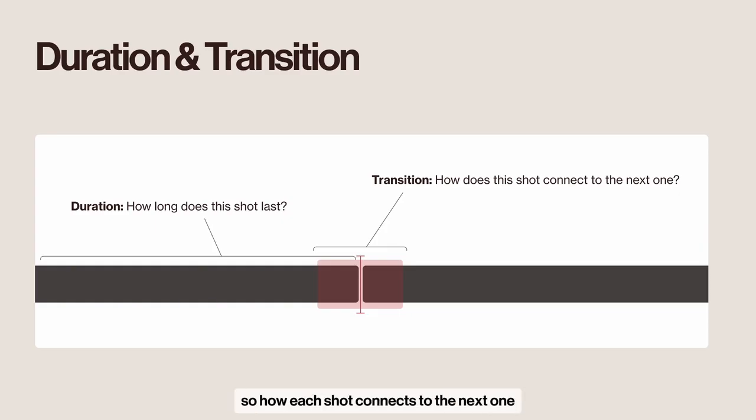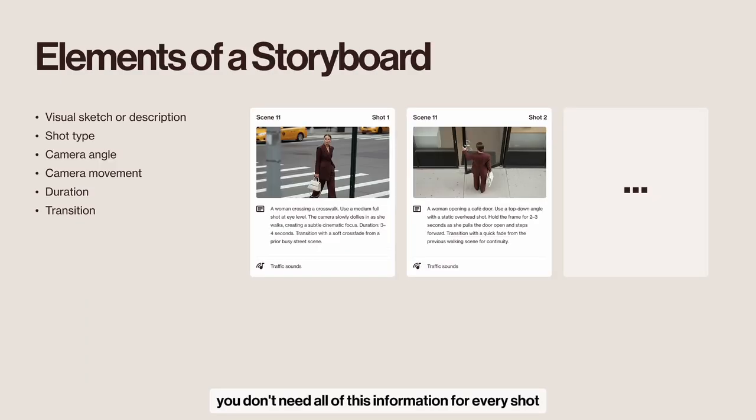Plan your transitions, so how each shot connects to the next one. Does it cut directly? Does something move or change to bridge the transition? These decisions affect the flow and rhythm of your final piece. You don't need all of this information for every shot, but considering these elements helps you create better content from the beginning. Some shots are straightforward and need minimal planning. Others are complex and benefit from detailed storyboarding. Now let's look at how storyboards adapt to each content format. The approach changes depending on what you're creating, but the underlying principle remains the same.